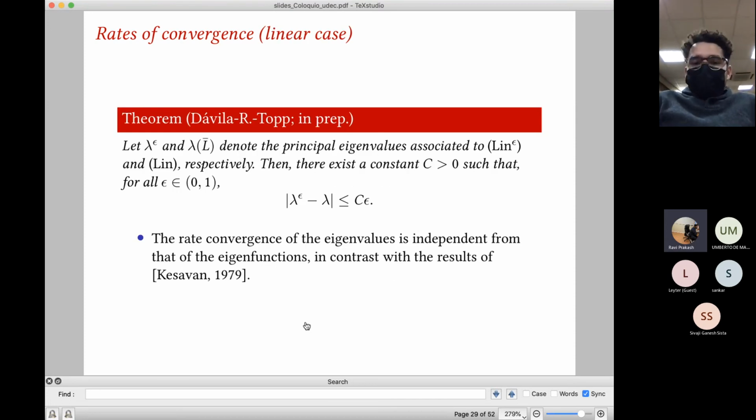Regarding this problem, we have a linear rate of convergence. If lambda epsilon and lambda bar L denote the principal eigenvalues associated to the oscillating problem and the effective problem, respectively, then the difference lambda epsilon minus lambda bar is bounded by a linear function of epsilon, C times epsilon. Something slightly different from the corresponding results in Quesada is that here, at least with our techniques, we are able to decouple the rate of convergence of the eigenvalues from that of the eigenfunctions. The results of Quesada are more mixed up.